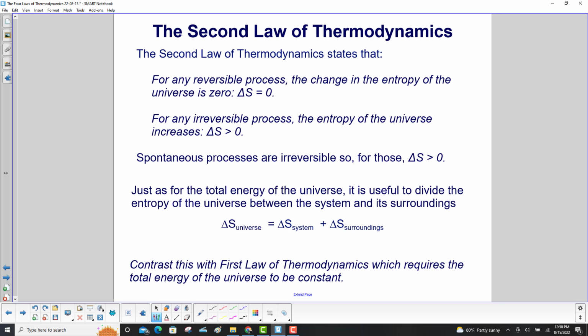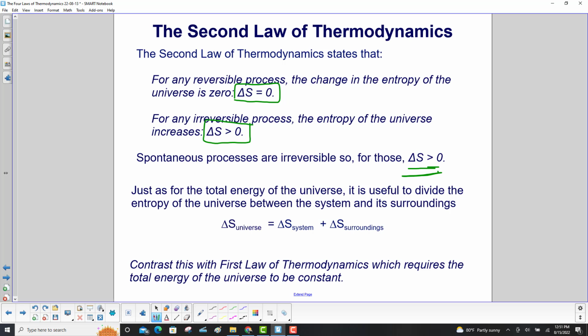The second law of thermodynamics states that for any reversible process, the change in the entropy of the universe is 0. Delta S is equal to 0. For any irreversible process, the entropy of the universe increases. Delta S is greater than 0. And we'll be using words like change in entropy, delta S greater than 0, delta S less than 0, delta S equal to 0, all interchangeably. Spontaneous processes are irreversible, so for those, delta S is greater than 0.